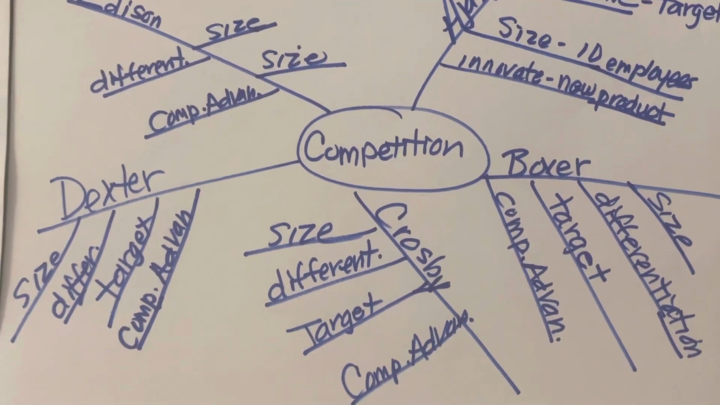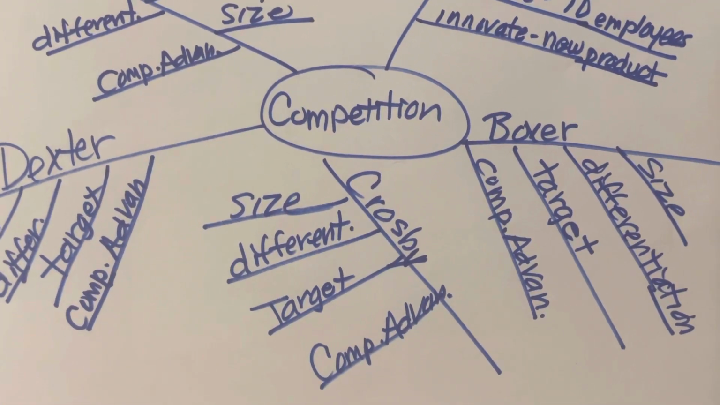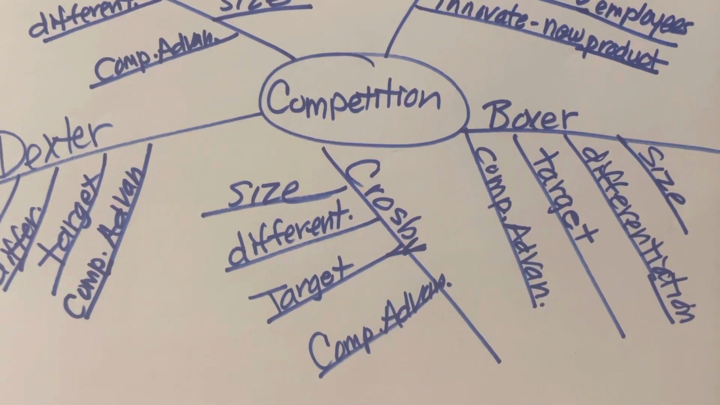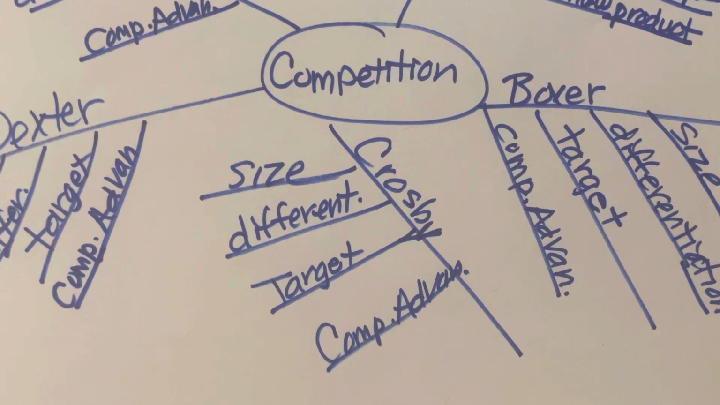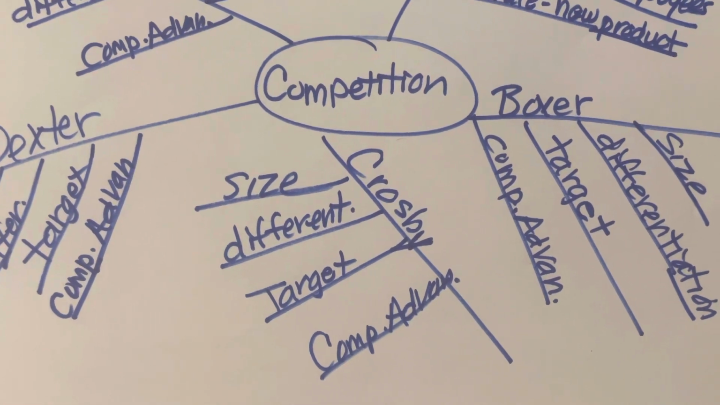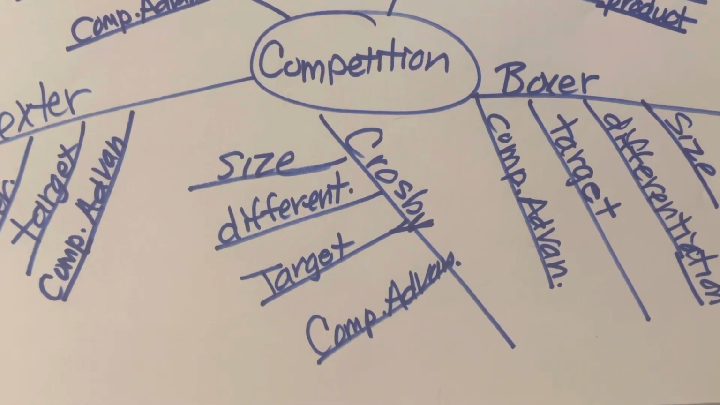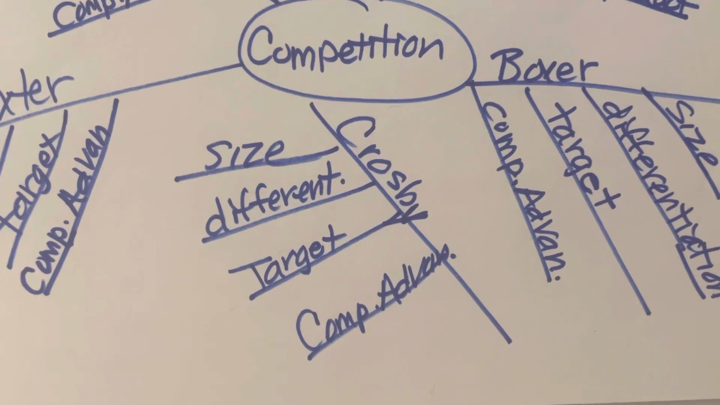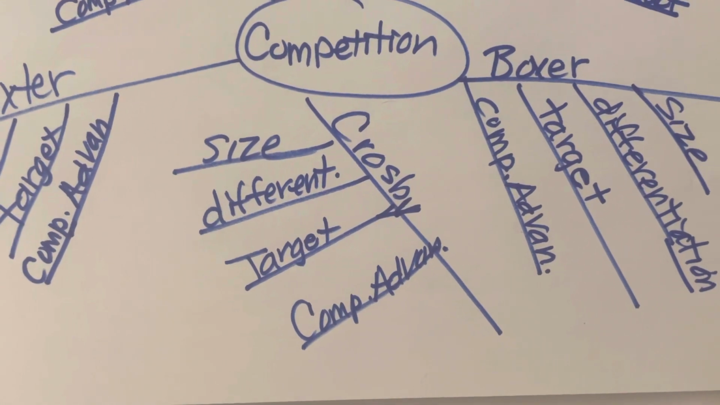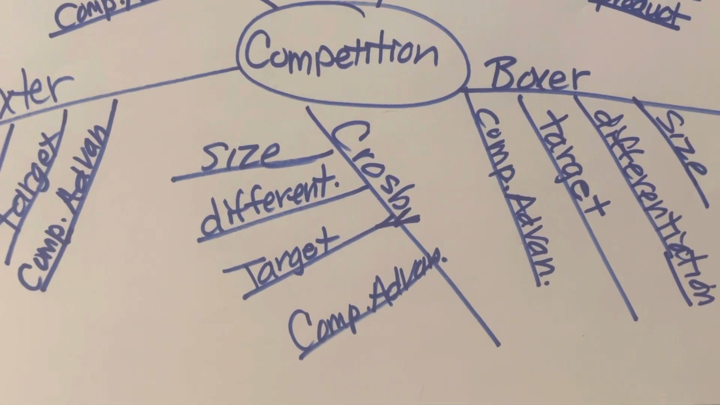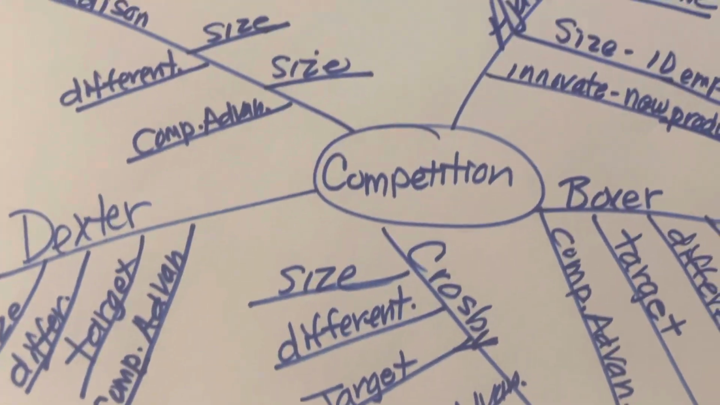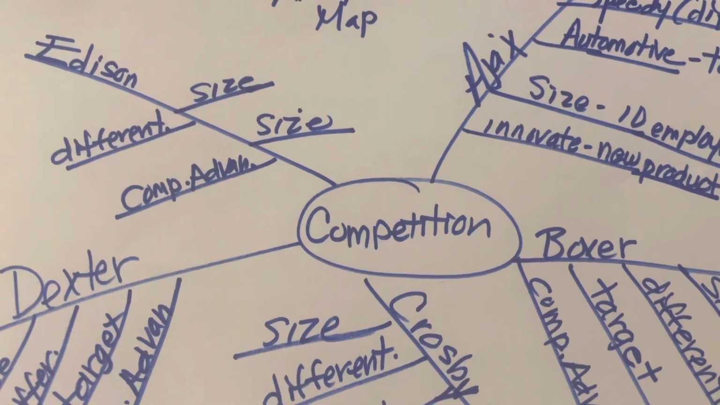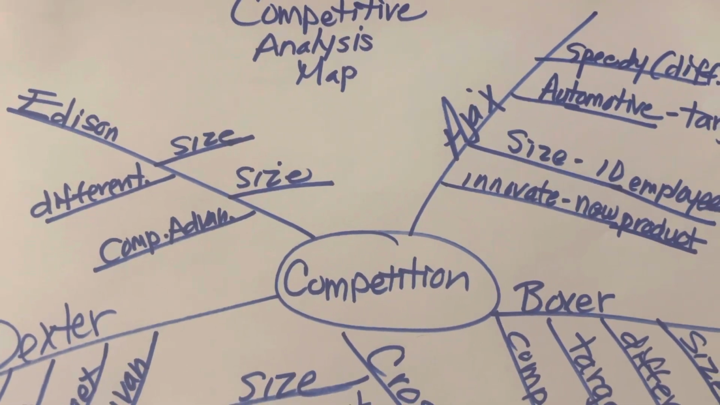So let's just take a look a little bit more down here at this bottom section and look at the company called Crosby. That's easiest to see, where you come up with some ideas of what you want to assess when you do your competitive analysis. Maybe the size of the company, maybe how they differentiate themselves, maybe their target market, maybe their competitive advantage. You decide what you think is relevant. So there's some ideas on how you could do a competitive analysis.